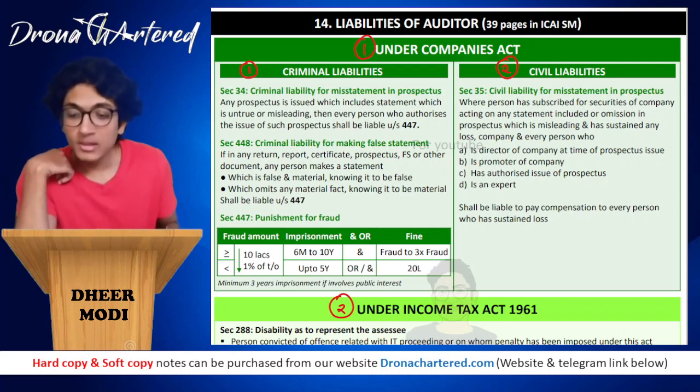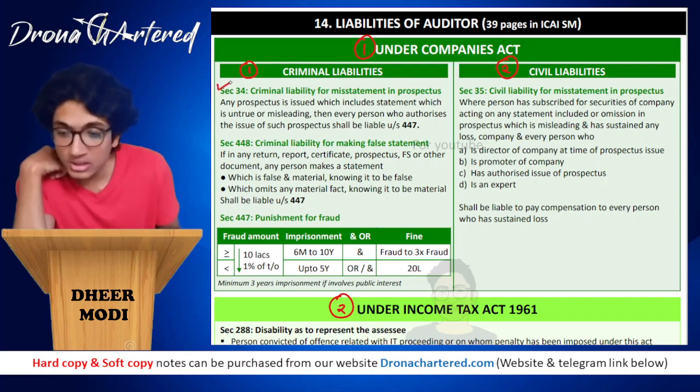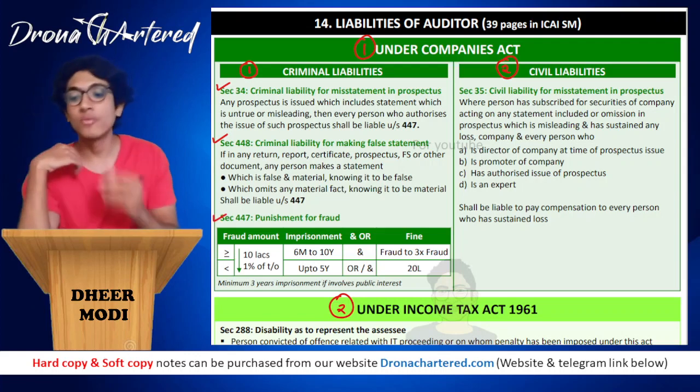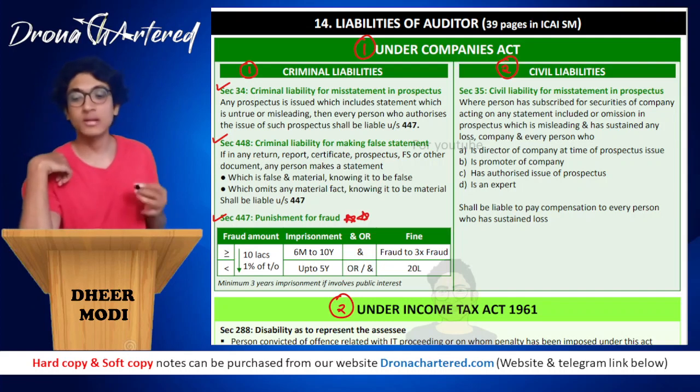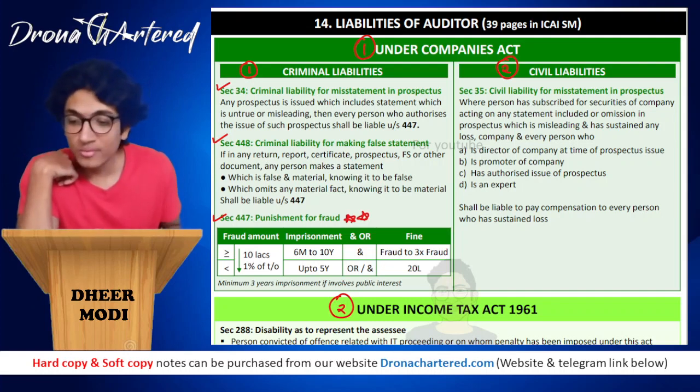Now, criminal liability has three sections, that is section 34, section 448, and section 447. Section 447 is your most important section. Make sure you learn this section. That is your punishment with regards to fraud.